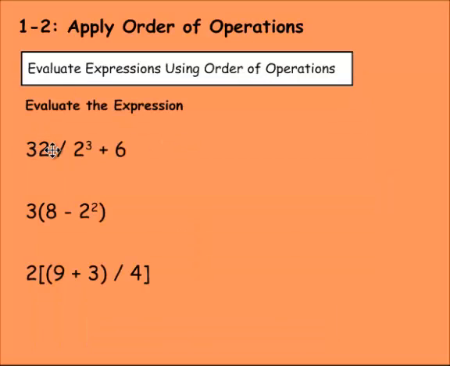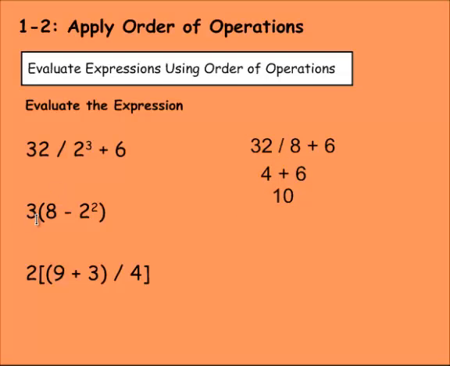We have 32 divided by 2 to the third power plus 6. So if we're going to do this in correct order, we need to do this exponent first because that's the first on the list. So 2 to the third would be 2 times 2 times 2. Well, 2 times 2 is 4, times 2 again would be 8, and then plus 6. Now division would come before addition, so 32 divided by 8 would be 4, plus 6, and then 4 plus 6 would give us an answer of 10.